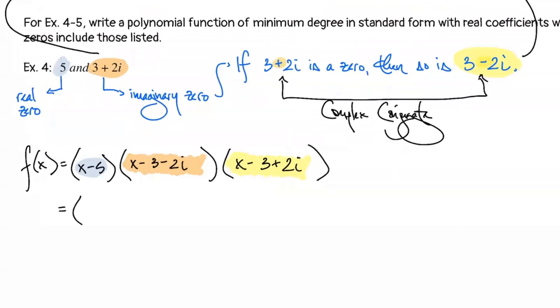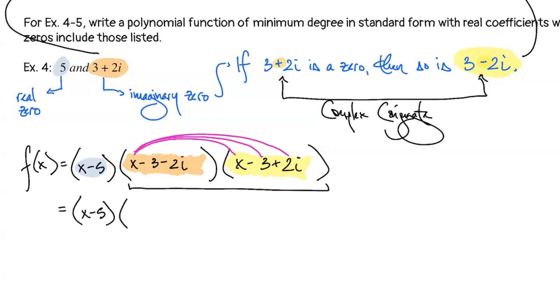So what I'm going to suggest is we keep our x minus 5 in the front and we multiply these two out, all right? So let's do some distribution, all right? We're going to take this x, we're going to multiply it by x, by the negative 3, by the 2i. That's going to give me x squared minus 3x plus 2xi.